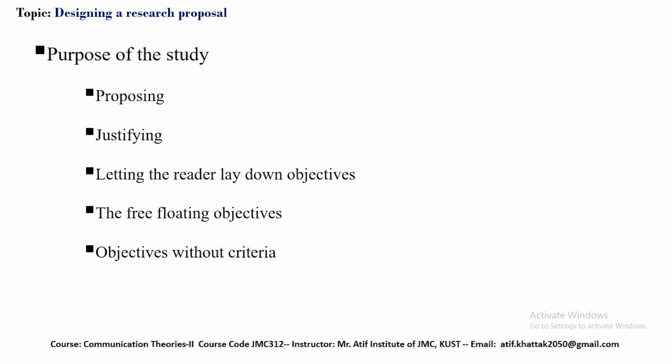The functions of the objectives section of a research proposal: first, proposing. It means to propose the goals or aims which the researcher intends to achieve as a result of the proposed inquiry. Next one is justifying, to justify the selection of the objectives which are chosen by explicating the criteria implied in making the choice and by showing how the objectives meet the criteria. Next is letting a reader lay down objectives.